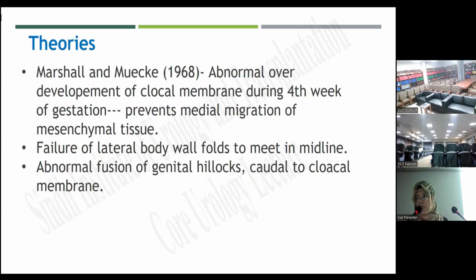There are various theories associated with the embryological development of the EEC, one of which is the Marshall-Muecke theory, which states that there is abnormal overdevelopment of the cloacal membrane during the 4th week of gestation. It prevents the medial migration of the mesenchymal tissue, and there will be failure of the lateral body wall folds to meet in the midline, with abnormal fusion of the genital hillocks caudal to the cloacal membrane.